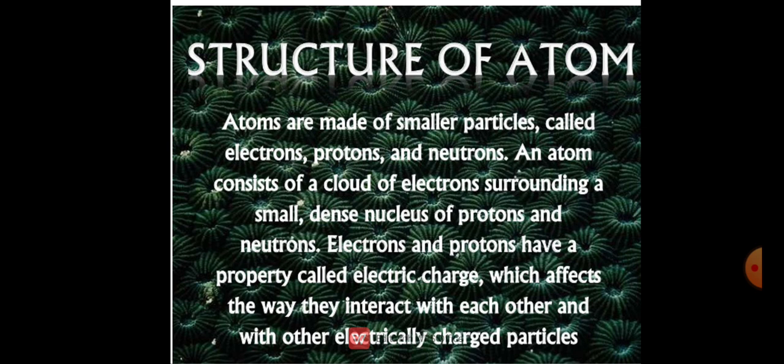Then the electrons and protons have a property called electric charge. Electrical charge means that the electrons have a negative charge and the protons have a positive charge, which affects the way they interact with each other. These two charges, the positive and the negative, cancel the effect of each other, and they also interact with other electrically charged particles.